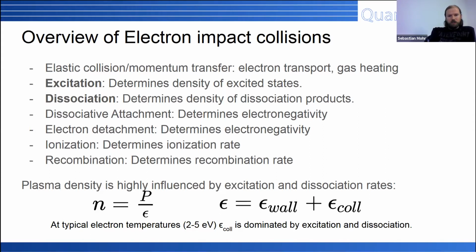But in general, you can split this up into energy losses to the walls by diffusion and collisional losses. And this collisional loss term highly depends on the electron temperature. However, at the typical electron temperatures in plasma, so 2 to 5 eV, this is actually dominated by excitation and dissociation, because the rates for these are much larger than, for example, ionization, whereas for elastic collisions, the energy transfer per collision is very small.